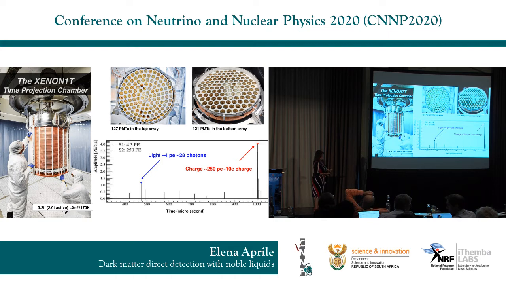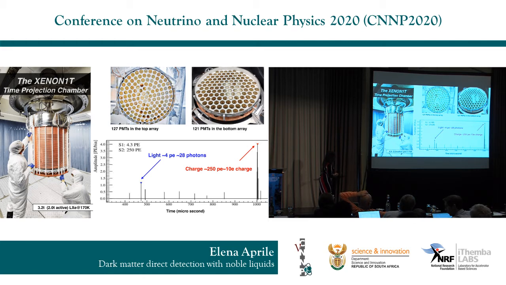3.2 tons of xenon were needed to fill the vessel, 2 tons active, and you see a lot of field shaping copper structure to keep the field uniform. You see a lot of white stuff, which is Teflon, which we use as a reflector, but also as an insulator in these experiments.